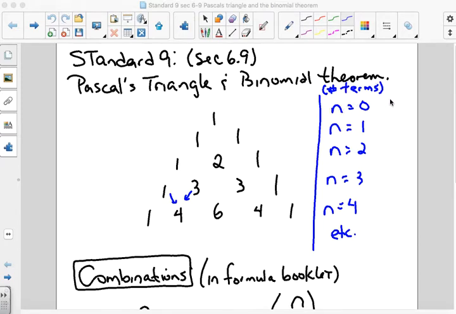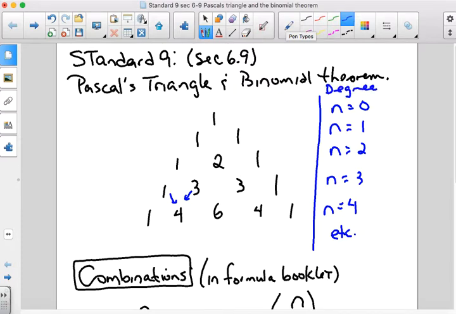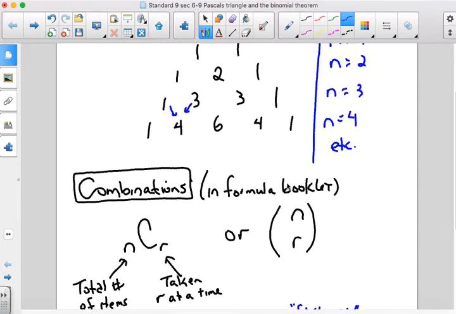The row represents the number of terms. So we got 0, 1, 2, 3, 4, etc. And really a better word, not number of terms, but the degree of the polynomial. So let's change that to degree of polynomial. Okay? And so the degree of the expression that is formed by these lines in Pascal's triangle. We'll get more to that in a minute.